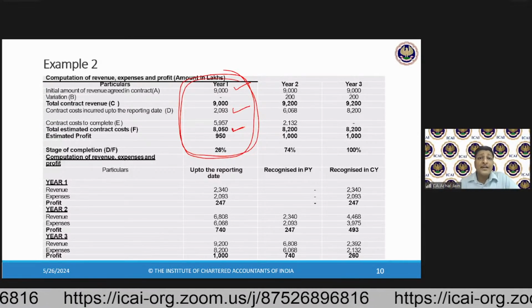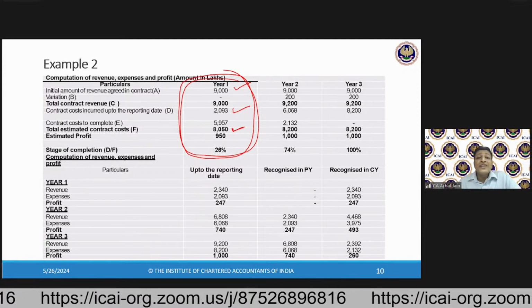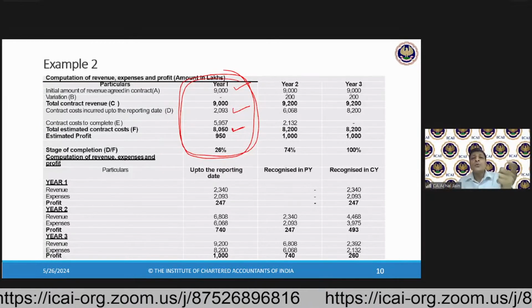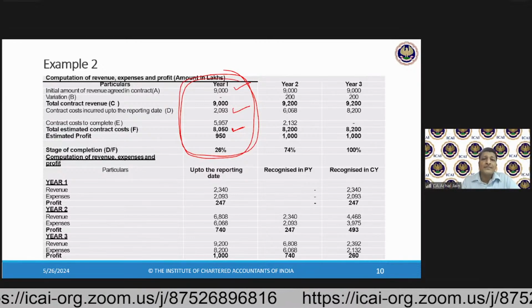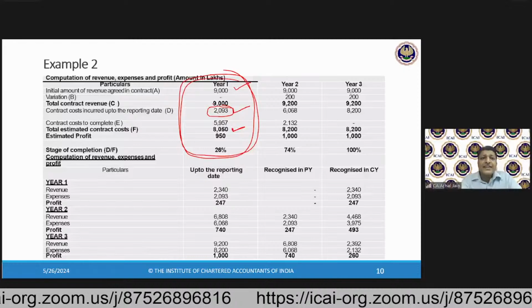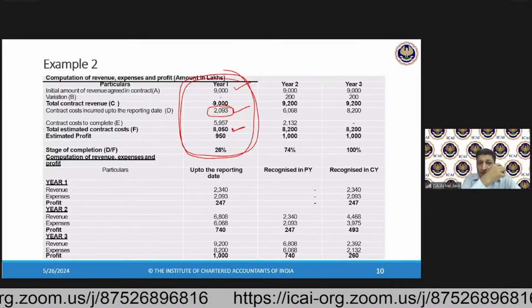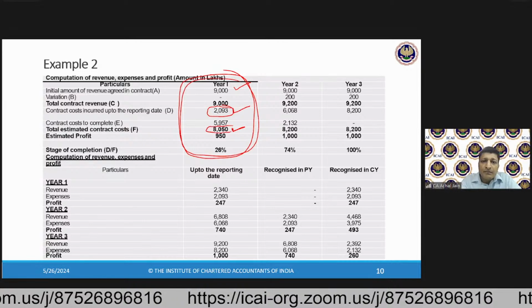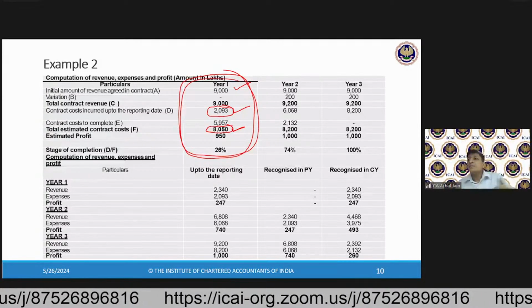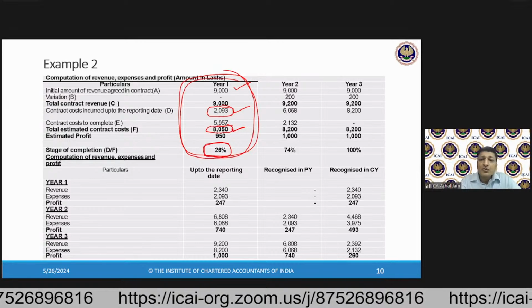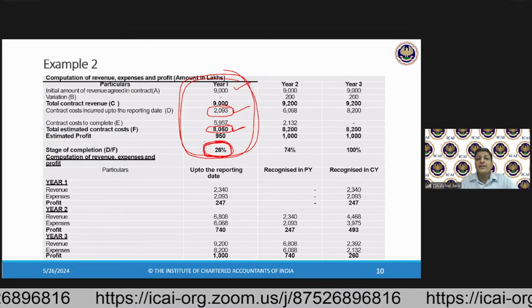So in year 1, what do we need to compute? Percentage completion. How do you compute that? 2093, the actual cost, divided by the estimated cost. So what is the percentage completion that you will get? 26%. This is the percentage completion.